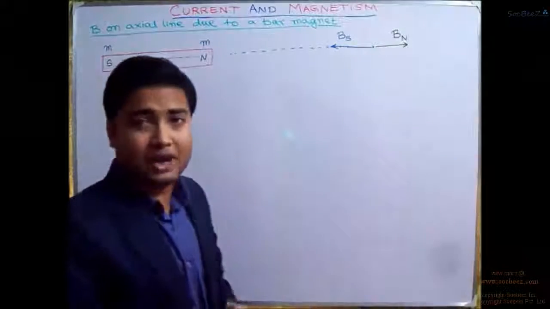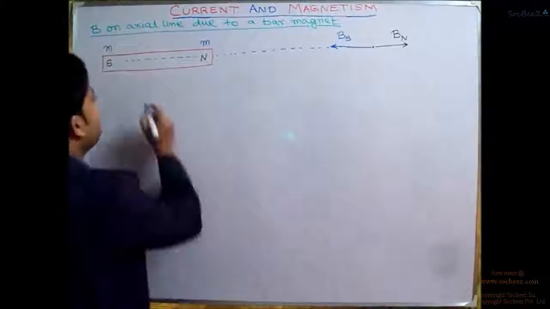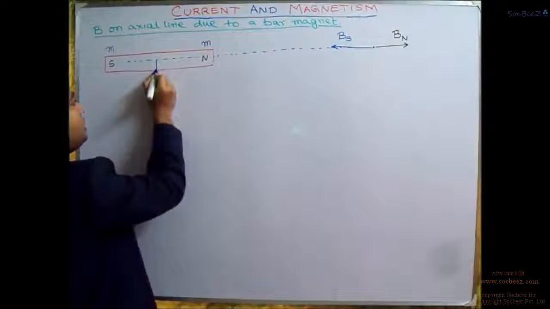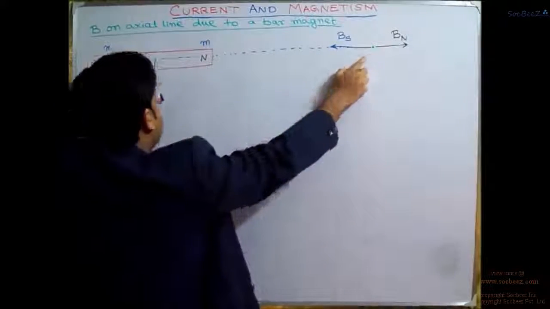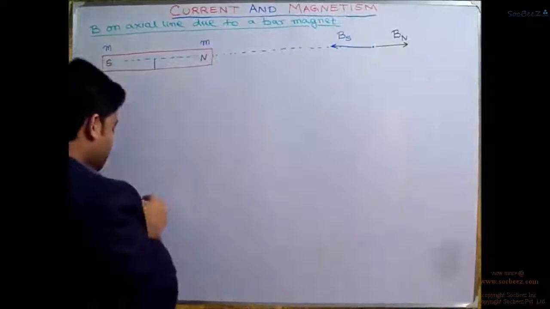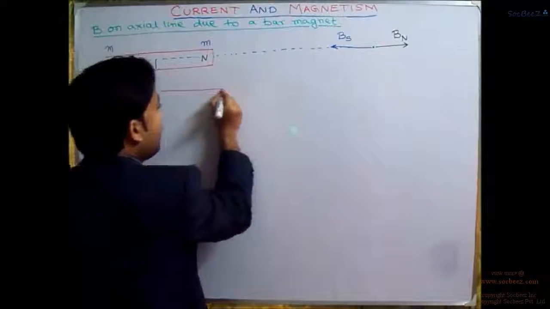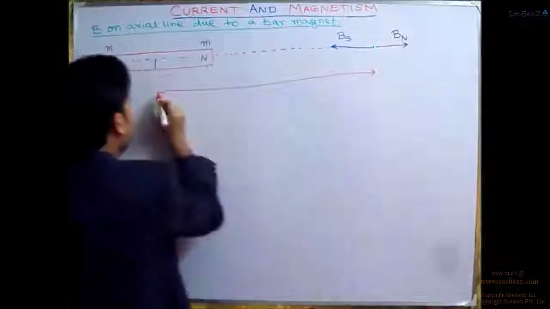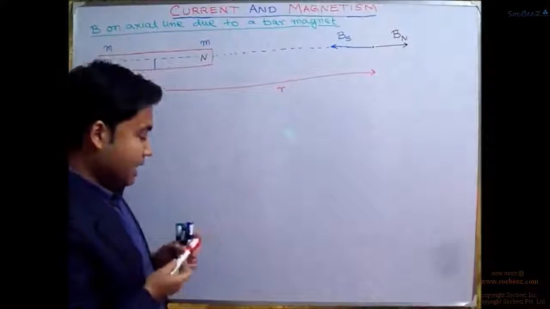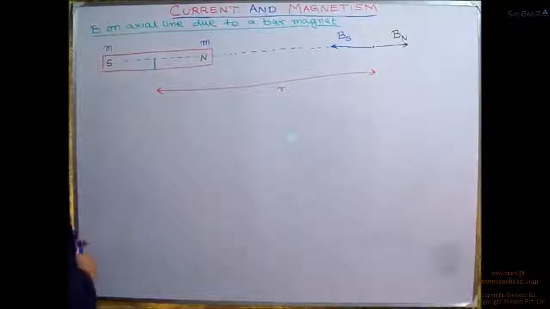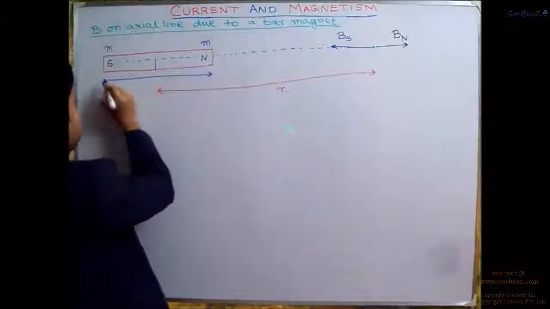Now if we imagine this bar magnet as a point object, then as per the laws of center of gravity or center of mass, we will take the central position over here and we shall measure the distance of this point from the central position. So let this distance be small r, right?